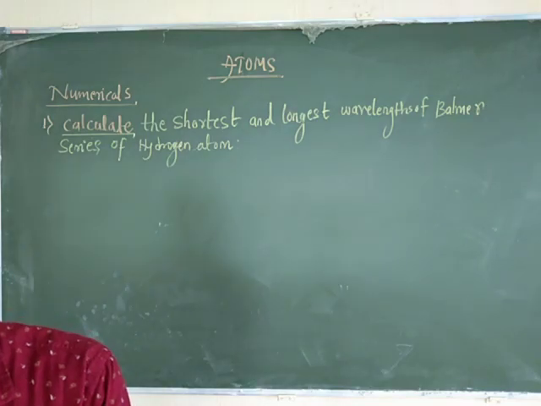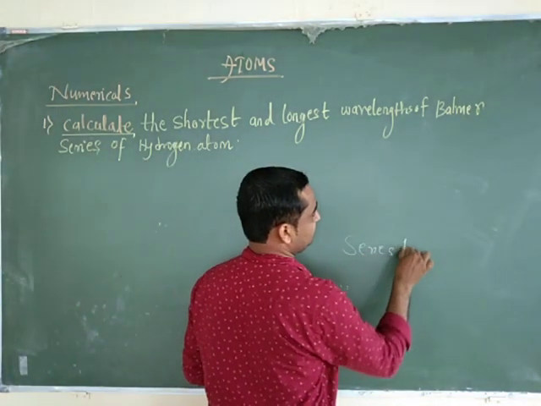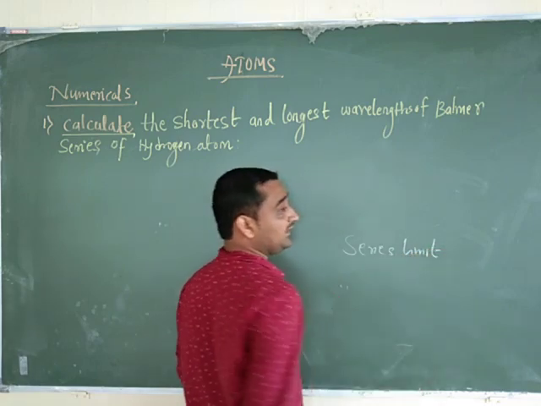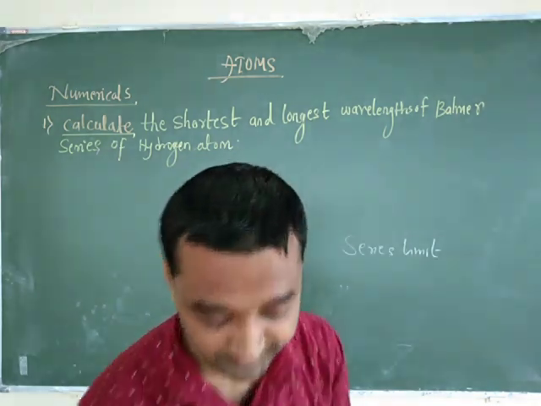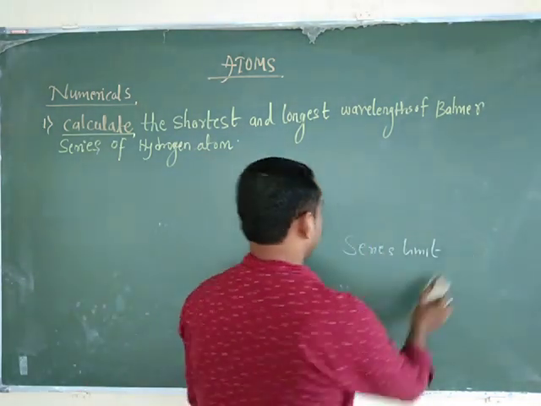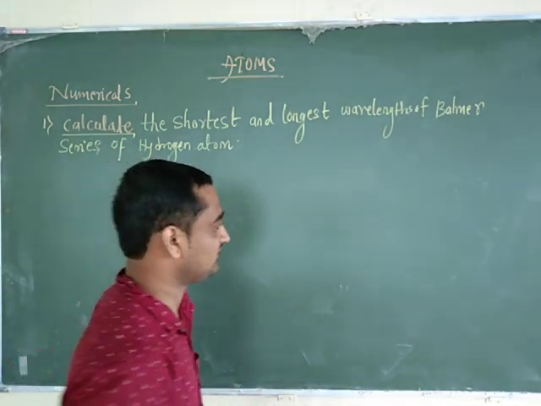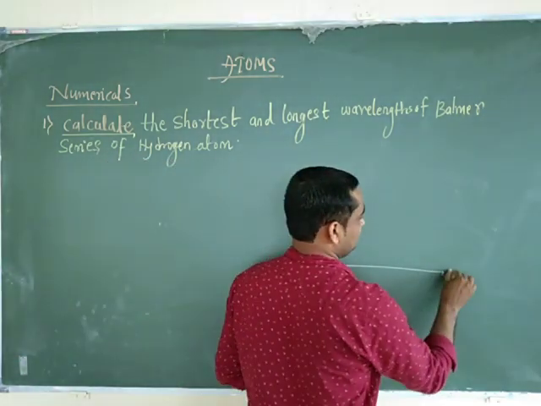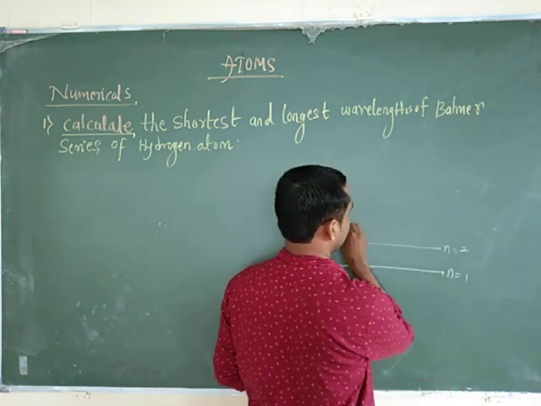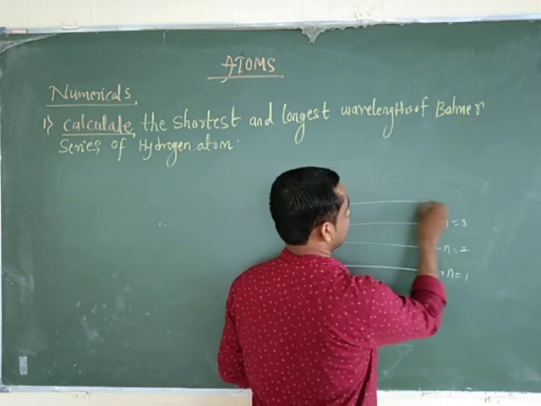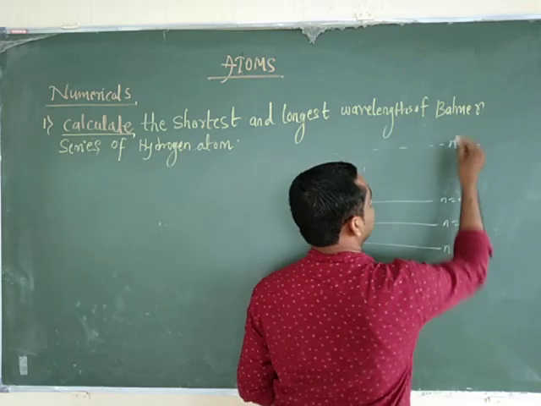What is meant by series limit? If n2 is equal to infinity, that is the last transition, and that is called the series limit. As I have drawn in the energy level diagram for a spectral series of hydrogen atom, n is equal to 1 here, n is equal to 2, n is equal to 3, n is equal to 4, and so on, and finally we get n is equal to infinity.